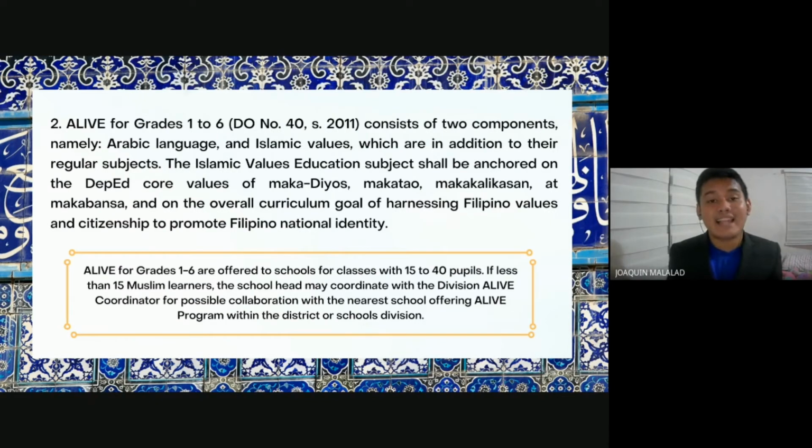Next is the ALIVE program for grades 1 to 6, as mentioned in DepEd Order No. 40, series of 2011, which consists of two components, namely Arabic language and Islamic values, in addition to the regular subjects. Schools can organize ALIVE classes for classes with 15 to 40 students only. If a school has fewer than 15 Muslim learners, then the school head may coordinate with the division ALIVE coordinator for possible collaboration with the nearest school offering the ALIVE program within the district or school's division.